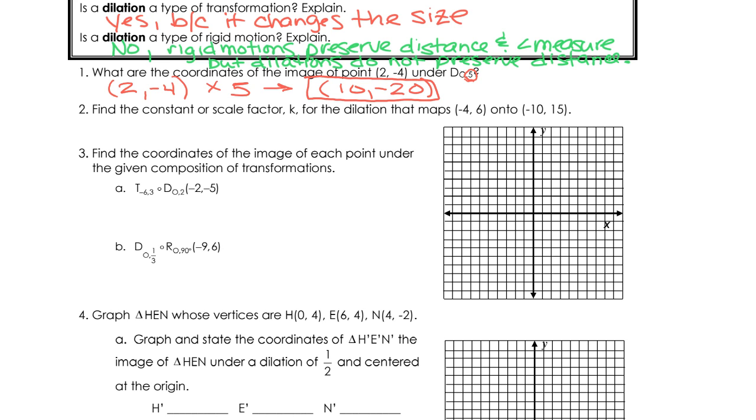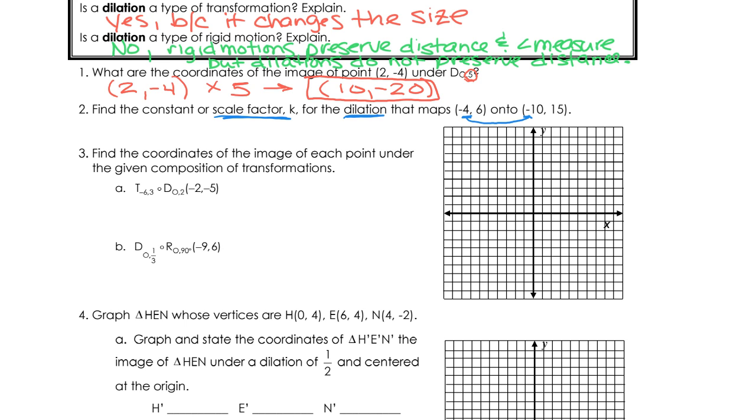Number 2 says find the constant or scale factor for the dilation that maps (-4, 6) onto (-10, 15). So this is working a little bit backwards. This time they're not telling us what the multiplier is, and we have to figure it out. So how can we get from -4 to -10? But remember, it's a dilation. They're looking for a scale factor. Okay, I could go ahead and subtract 6, but that's not a dilation. It's multiplying. So I have to figure out what number I can multiply -4 by to get to -10.